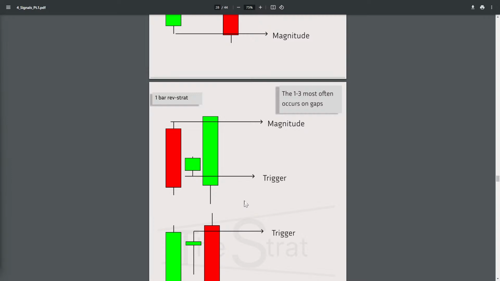A 1-bar rev strat is just a 3, and they happen when they're live, and we want to catch them when we're live. So you have your inside bar, okay, and they took it to the downside, maybe or maybe not hitting magnitude. In this example, they did hit magnitude, but what's important to note is when we start coming back through the inside bar range, and technically the target is here. And then this one just gave you some more.